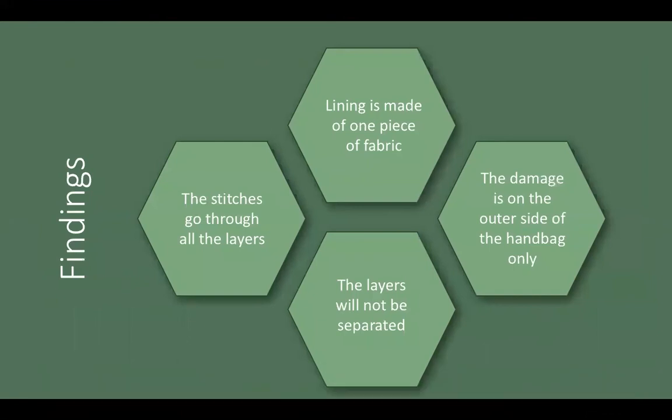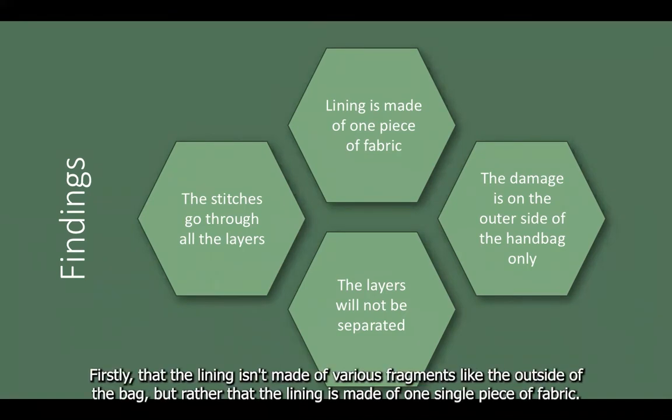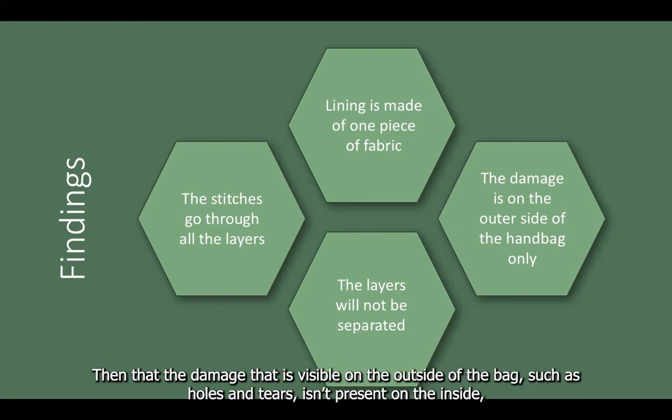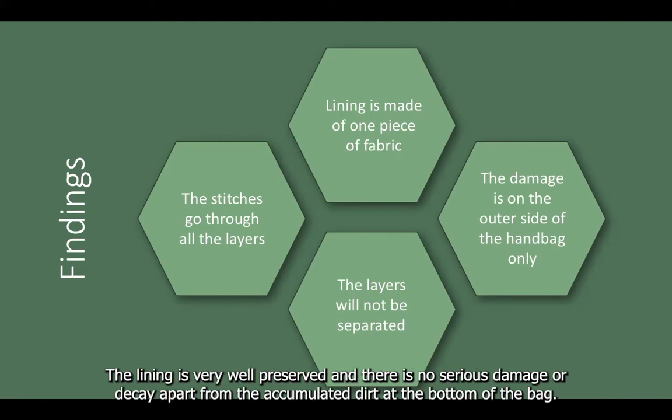On the left photograph, you can see a pin marking, I'm sorry for the mistake. There was a lot of new information obtained with this method. Firstly, that the lining isn't made of various fragments, like the outside of the bag, but rather that the lining is made of one single piece of fabric. Then, that the damage that is visible on the outside of the bag, such as holes and tears, isn't present on the inside. The lining is very well preserved and there is no serious damage or decay apart from the accumulated dirt at the bottom of the bag.